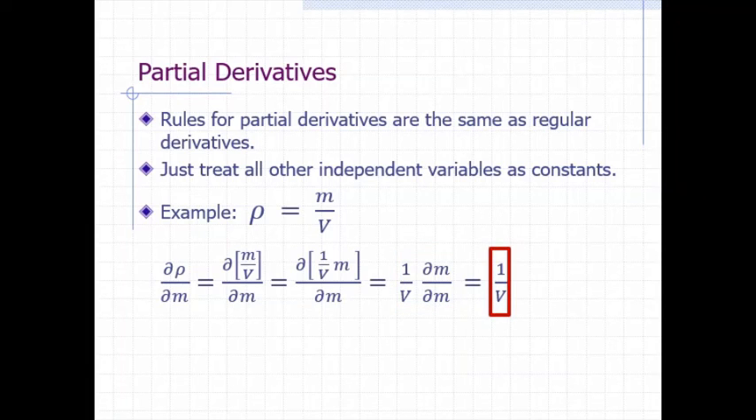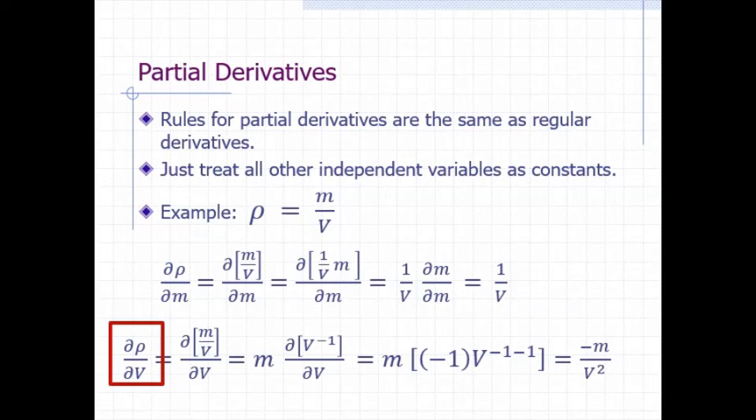What about the partial derivative of rho with respect to v? This time we factor out m as a constant. This gives us m times the derivative of 1 over v with respect to v. Here, 1 over v is written as v to the negative 1 power. The derivative of v to the negative 1 is negative 1 times v to the negative 1 minus 1. After simplification, we get negative m over v squared as the partial derivative of rho with respect to v.